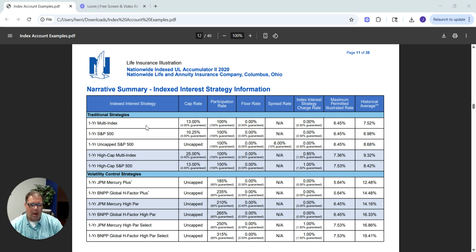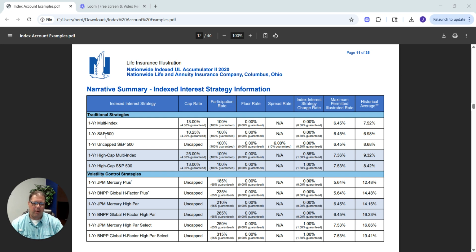But as you go through, all of these strategies will have three main areas of attention that you need to place with them. The first being the cap rate, second being the participation rate, and then third being the floor rate. So I think most people understand that with IULs, you're able to participate in the upside of certain indexes while being able to enjoy not having to participate in the downside. And as you can see here with Nationwide, the floor is 0 on all of these accounts.